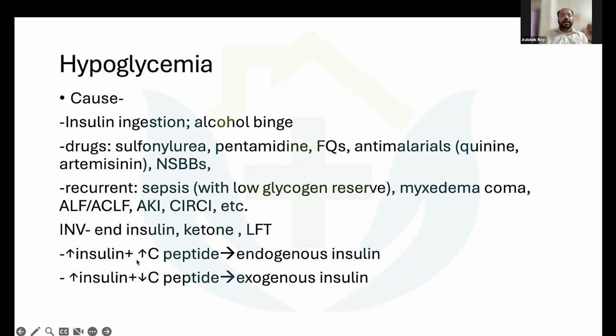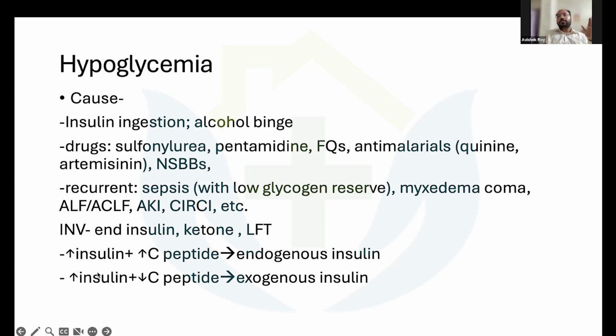Now, one interesting finding: insulin is released from the pancreatic beta cells. C-peptide is also released from the same type of cells. Both are kind of brothers to each other. So if your insulin level goes up, C-peptide level should also go up naturally. That means the patient is having endogenous insulin secreting in a higher amount, probably an insulinoma.